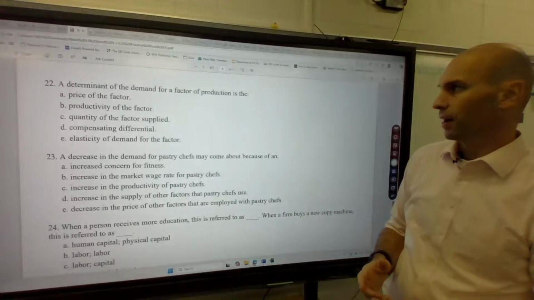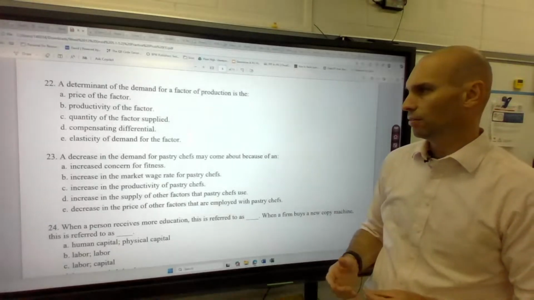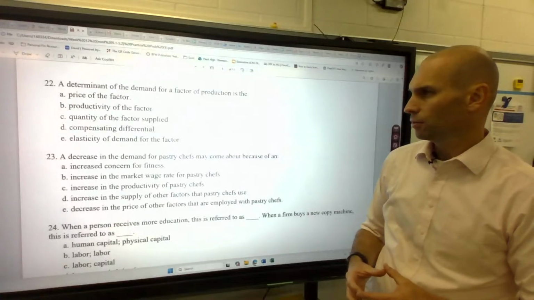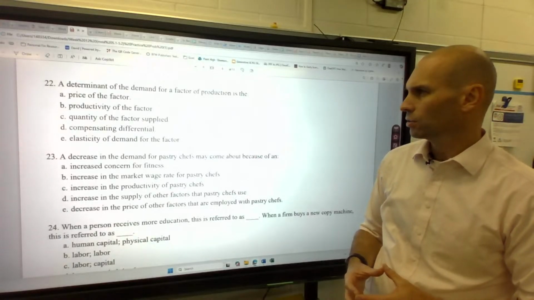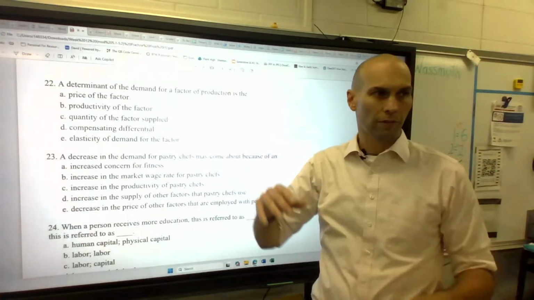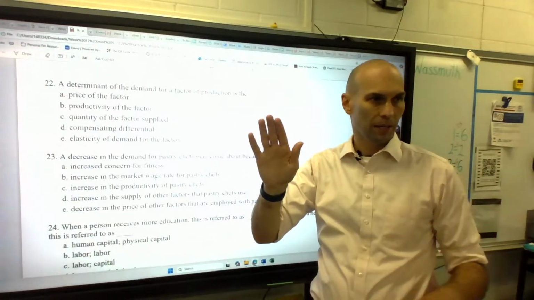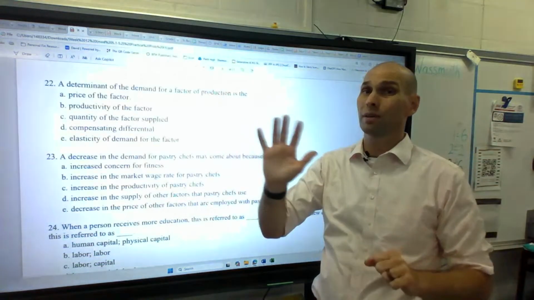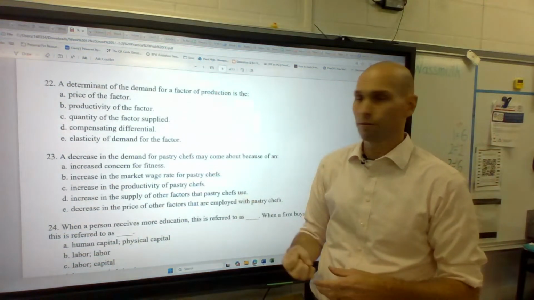A determinant of demand for the factor of production is the price of the good being produced. Compensating differential, quantity of the factor, supply, productivity of the factor. Oh yeah, that's it. Marginal revenue product of labor is MP times P. Well, they don't have P or price of the good, so it's got to be the marginal product, which is the productivity of the factor.